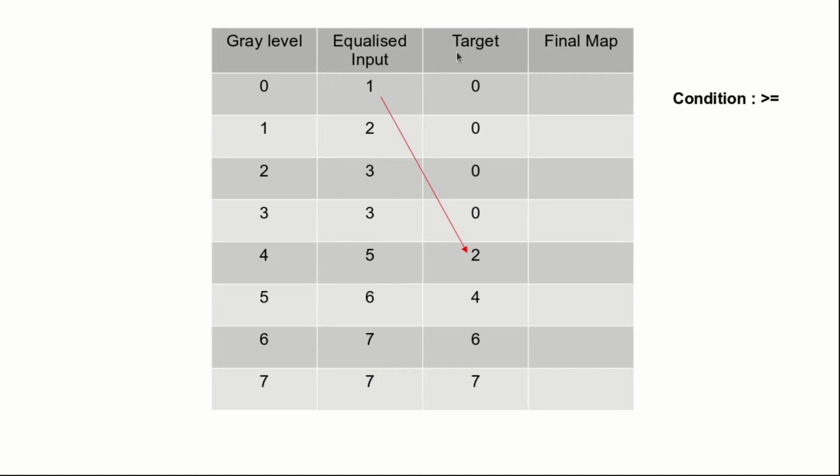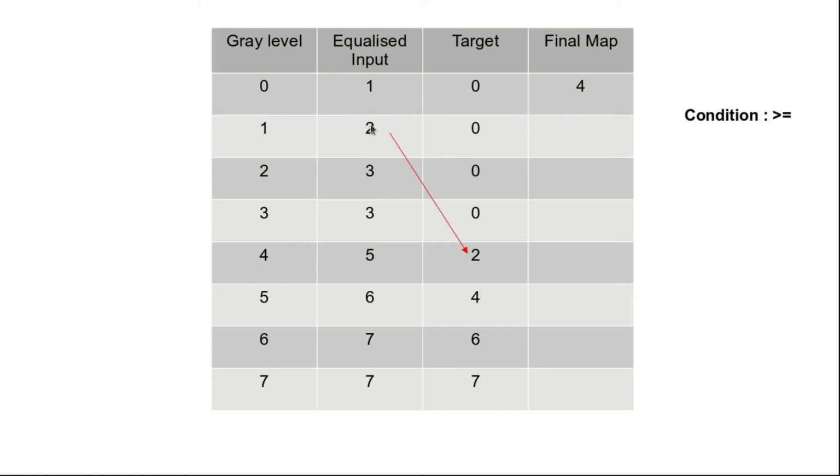Same in the target column, you have to take the calculated values. Now remember this condition, that the number has to be greater than or equal to. So now let's begin. The first value is 1. In the target column the value has to be greater than or equal to 1. So 2 is greater than or equal to 1, right? Now 2 is pointing to the 4th gray level. So take that 4 and put it into the final map. That will be the value for the first gray level, that is 0.